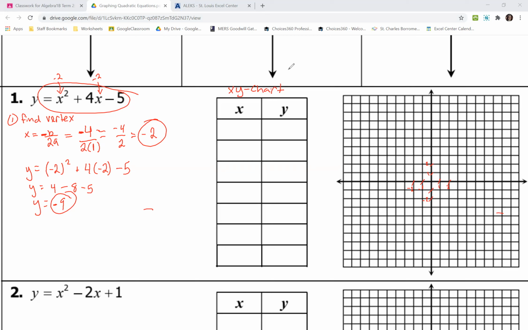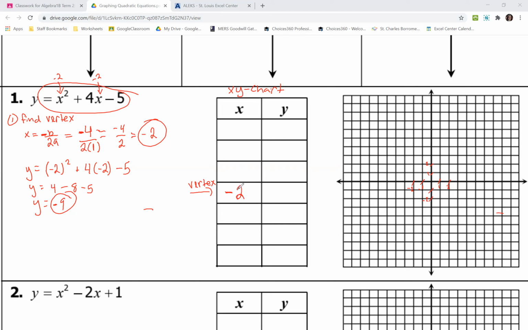But a good place to start is that axis of symmetry, that vertex. So I'm going to plot the vertex first, and I'm going to put it in my graph. I'm going to put it right in the middle. I'm going to put my vertex right here because remember what I said, it's going to be completely symmetric on the left and the right. So that's going to make it easier to find some of these points.